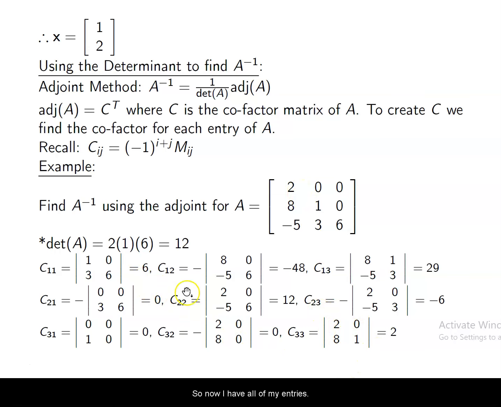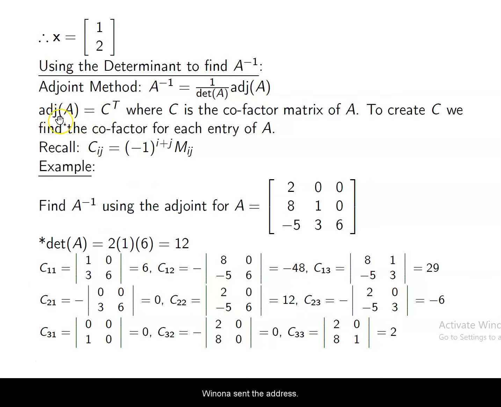Okay, so now I have all of my entries in their proper positions, which is why I did the top 3 and then I came down, and then I did the next 3 and then I came down and did the next 3, right? Although I am limited to space, this is how I would have done it in a regular class on the board. I would have still done it in this order because now they're all in their proper position. You can see what the matrix will be: 6, 0, 0, negative 48, 12, 0, 29, negative 6, 2. That's my C matrix. They're all in the right position.